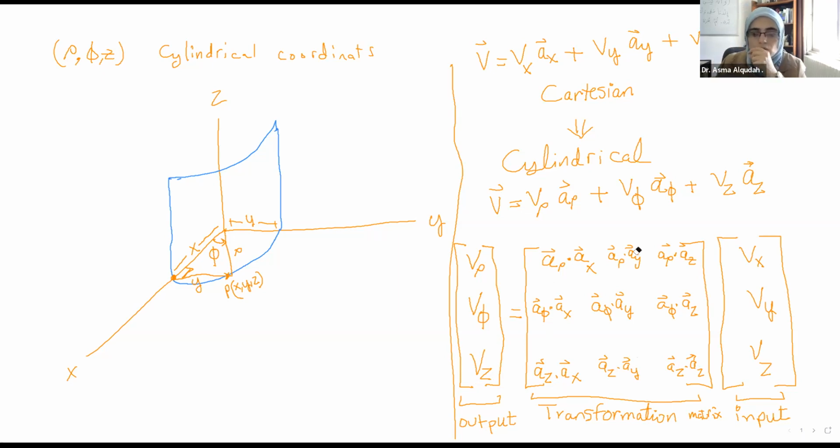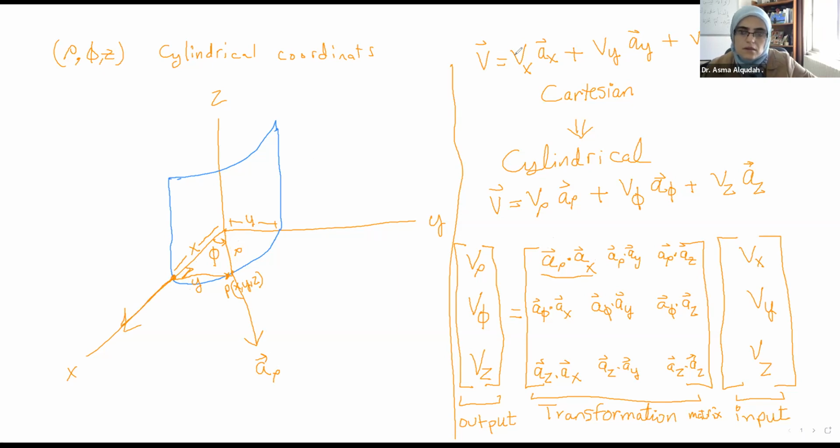Now, what we want to do is put for each entry the actual value of that entry. So let's go to this entry, A sub rho dotted with A sub x. We have a unit vector along rho here, called A sub rho, and we have another vector, A sub x, a unit vector on the x-axis.